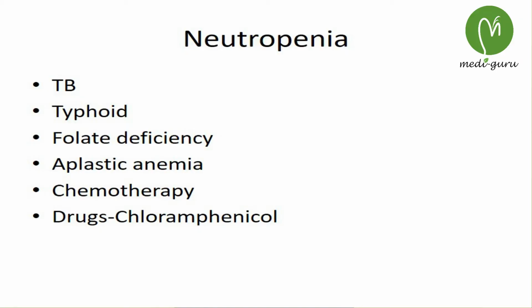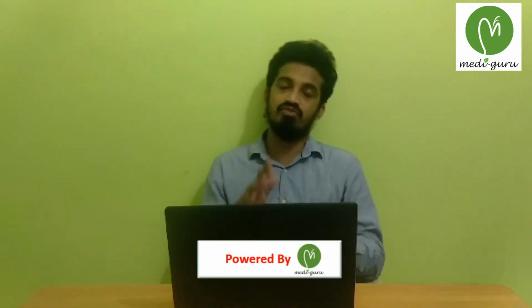Now coming to neutropenia. Neutropenia is a condition in which the neutrophil count is below 4000 cells per millimeter cube. I have already told that in TB and typhoid it will be much decreased. Also in certain vitamin deficiency disorders, especially folate deficiency, the neutrophils will be much decreased. Aplastic anemia is a condition in which the cells arising from the myeloid series of the bone marrow will be much decreased. That is the neutrophils, basophils, eosinophils, and also RBCs will be much decreased, but the lymphocytes will not be decreased. That is aplastic anemia.